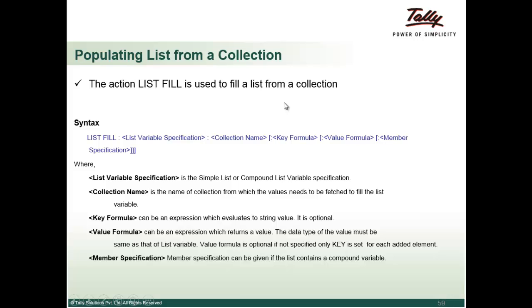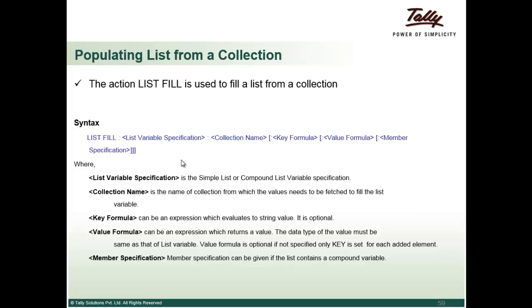Let us take an example where we want to fill our list variable with the name and the closing balance of all the ledgers. Let us try how to do it. So how do we write the syntax? List fill, we give the list variable specification and we give the collection name from where we are fetching the value, and we give the key formula and the value formula, which are optional. If you don't give any of these, then only empty elements will be added to the list variable. The same number of empty elements as the number of objects present in the collection will be added to the list variable.